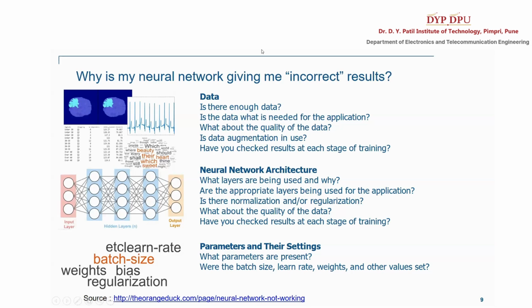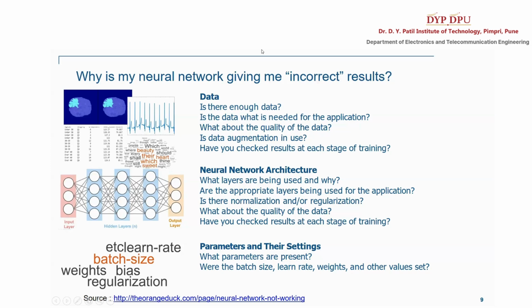If your neural network is not giving you the desired result, you may think of certain questions, and we will definitely like to answer these questions. This may be with respect to the data set that we are using, the neural network architecture that we have built, either a pre-trained model or our own CNN model built from scratch, and yes, with respect to parameters and settings.